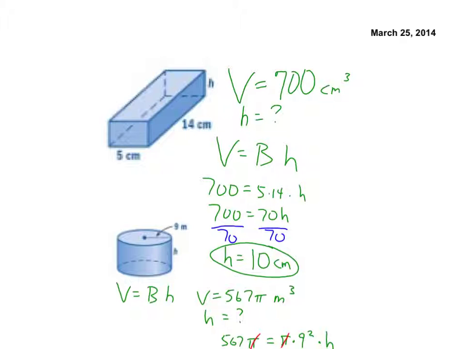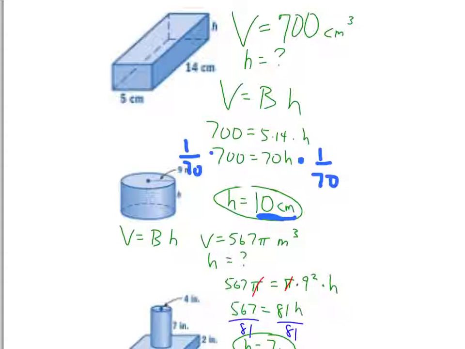I don't really let you guys do that yet. These are some notes from an ITA class, so I'm going to take that step out of there and show you the way we do it. We like to use reciprocals, so I'm going to multiply both sides by 1/70th, and I'm going to get that the height is equal to 10 centimeters.